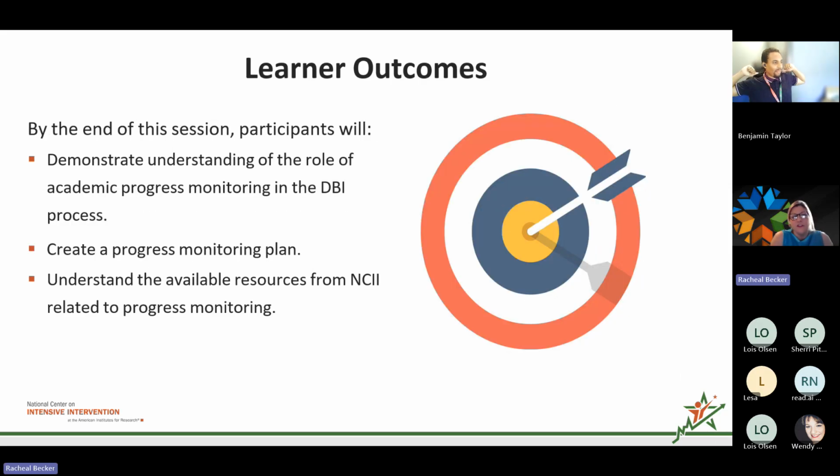By the end of this session, participants will be able to understand the role of academic progress monitoring in DBI, create a progress monitoring plan, and understand the available resources from NCII related to progress monitoring.